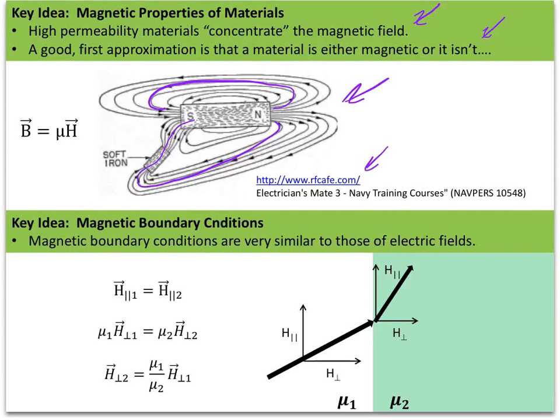We also very briefly covered the magnetic boundary conditions. It turns out that the magnetic boundary conditions are almost equivalent, or in fact are equivalent to those of the electric case, except that we substitute the magnetic field H for the electric field and the permeability mu for the permittivity epsilon. But we also see that magnetic fields can change direction when they go into high permeability materials, which essentially accounts for the steering of the magnetic fields we saw right there.